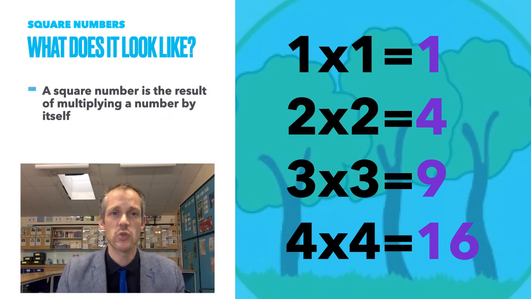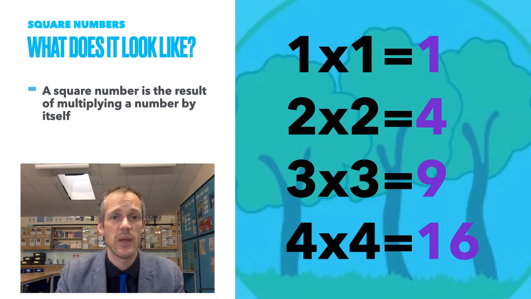Okay, moving on to square numbers, and what does it look like? So a square number is the result of multiplying a number by itself. So I've put some examples on there. So an example of multiplying it by itself, 1 times 1 equals 1. Therefore 1 is a square number.